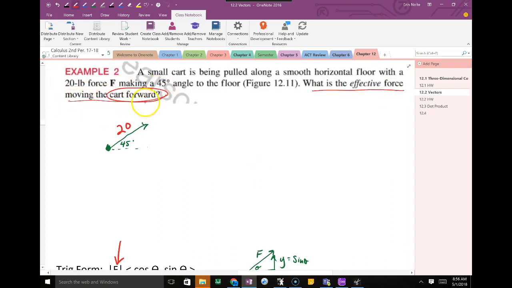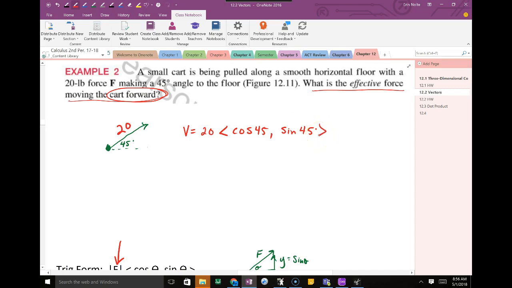cart forward? So the first thing I'm going to do is put this into vector form. Clearly, at least hopefully clearly, I have a magnitude and direction. So which form am I going to throw this into? Trig form. I'm going to use V to represent my vector. So it's just going to be 20 times my vector of the cosine of 45 degrees and the sine of 45 degrees.